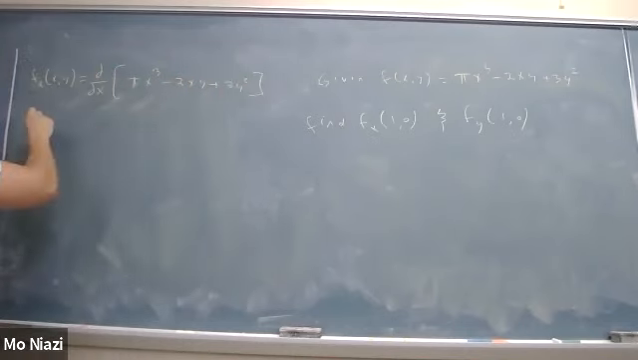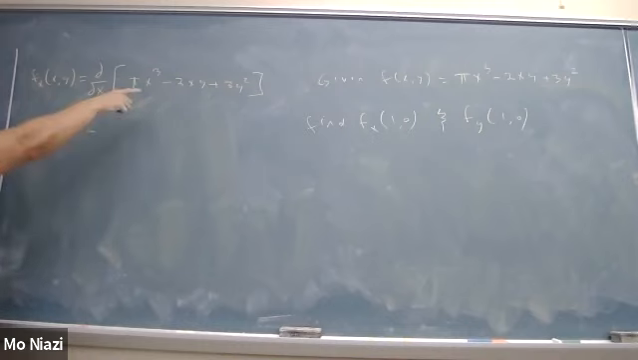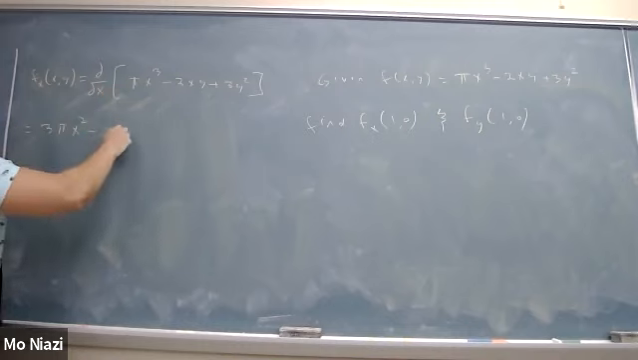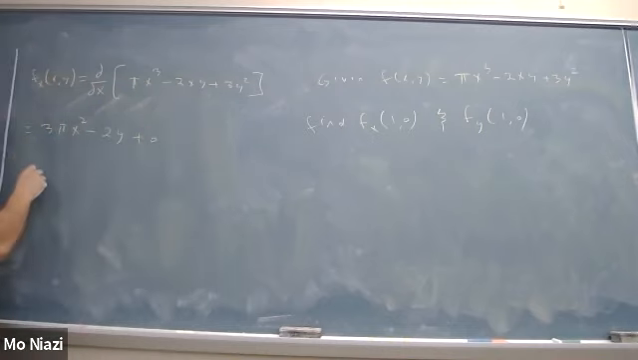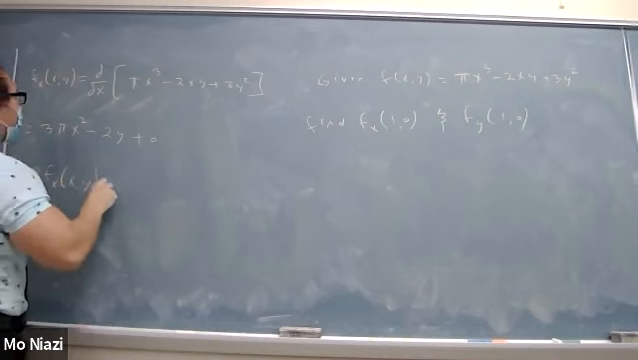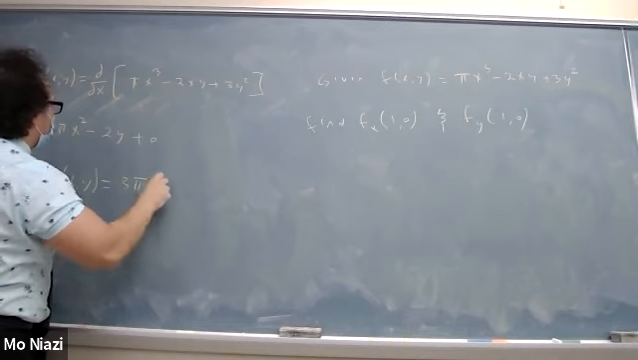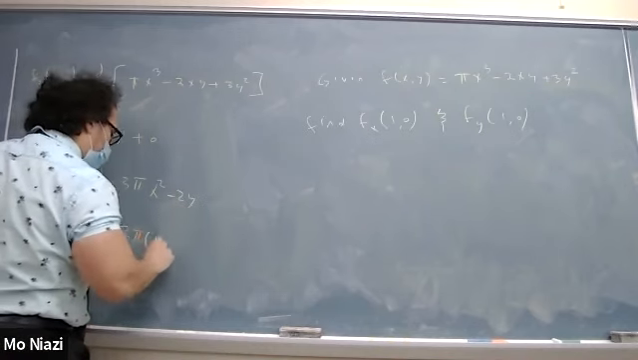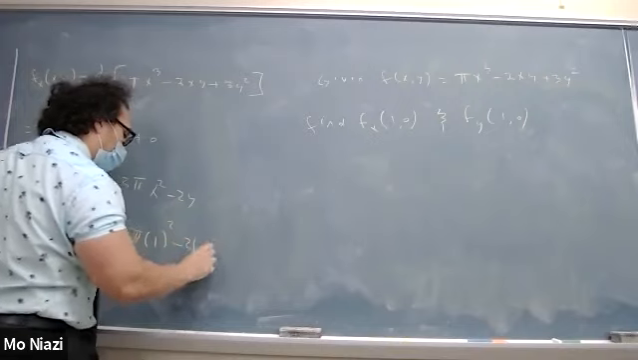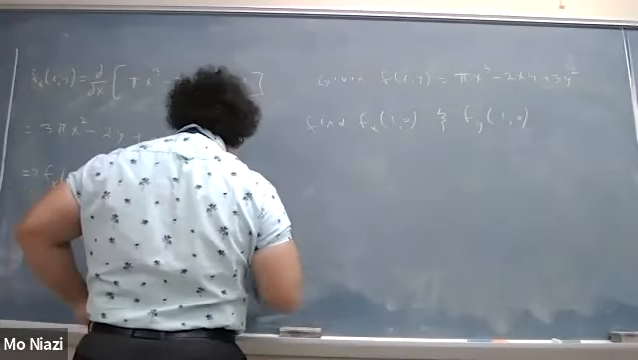Okay, this becomes a 3 pi x squared minus, that just becomes partial x, so it's just a 2y. Partial x of this is nothing. So this implies partial derivative with respect to x of this function is 3 pi x squared minus 2y. So evaluating it at 1, 0 gives me 3 pi times 1 squared minus 2 times 0, which just gives me 3 pi.